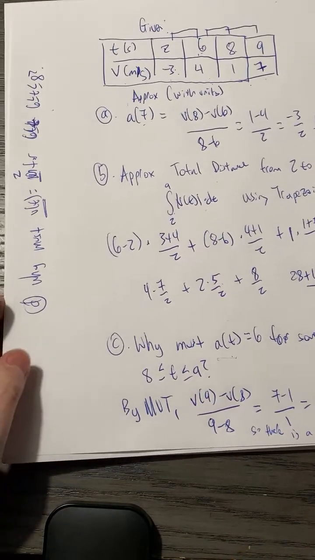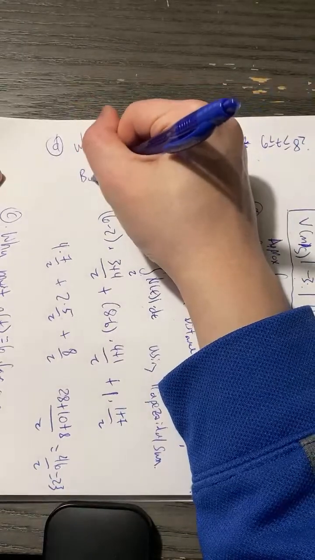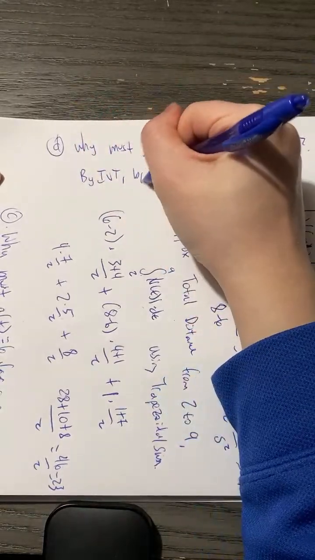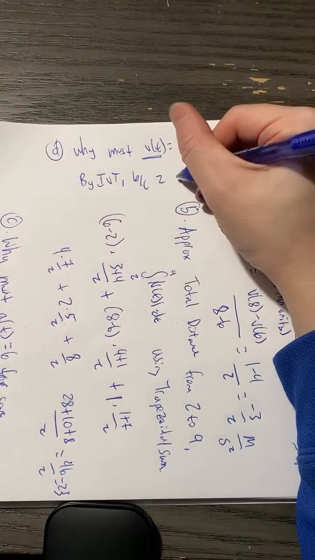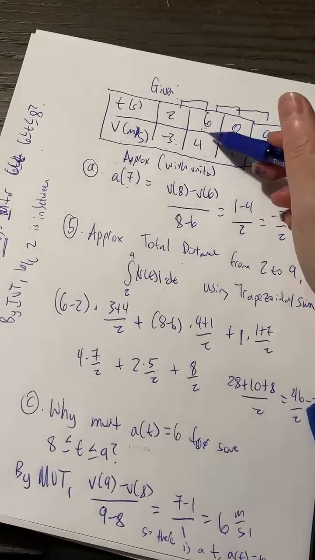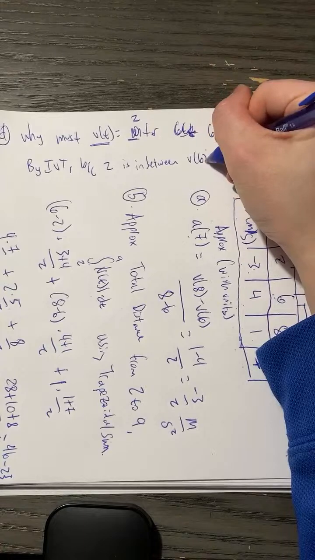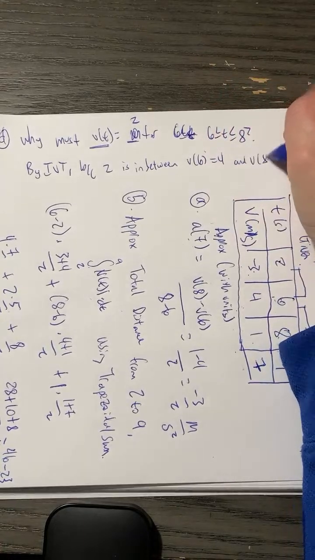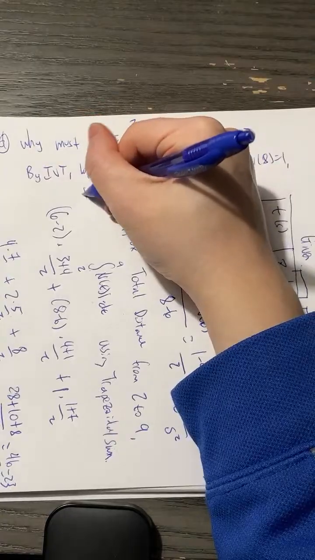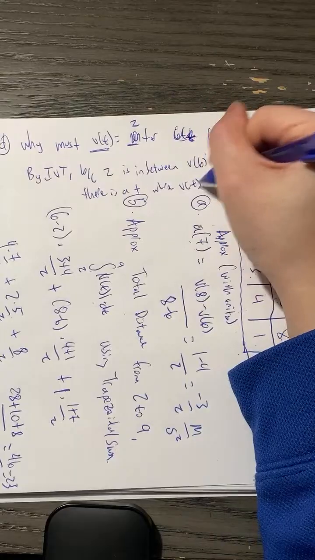Okay. When you take the AP exam and when you take tests, hopefully the questions are valid. So let's start this. Why must V of t equal 2? So you should say by IVT, because 2 is in between V of 6 and V of 8. So I'm going to write V of 6 equals 4 and V of 8 equals 1. There is a time, there is a t, where V of t equals 2.